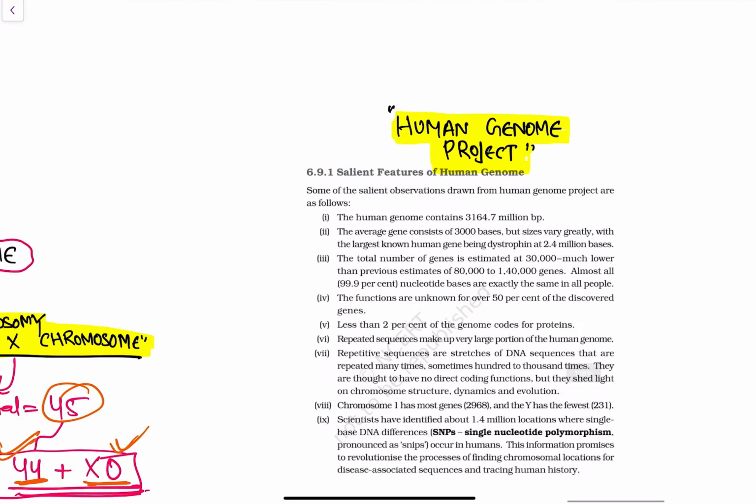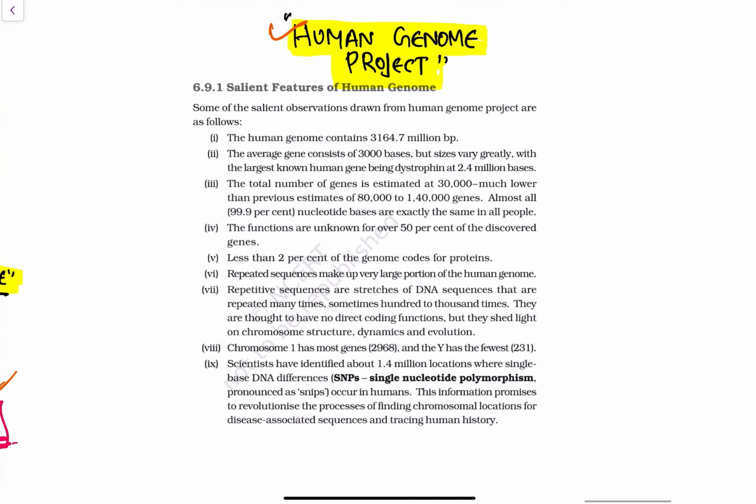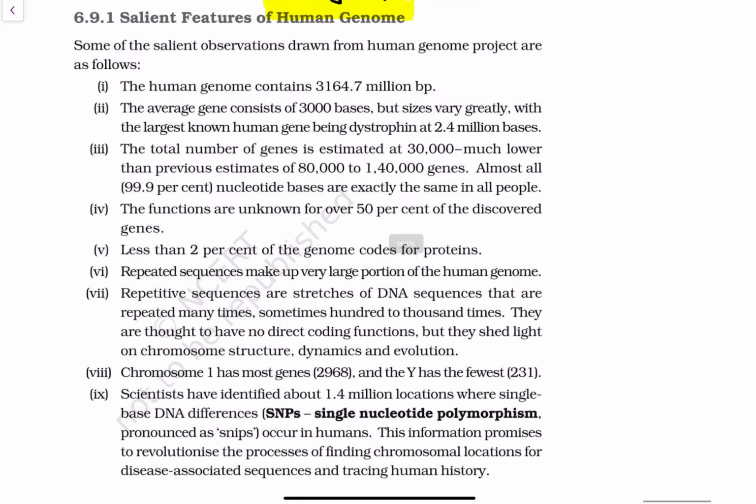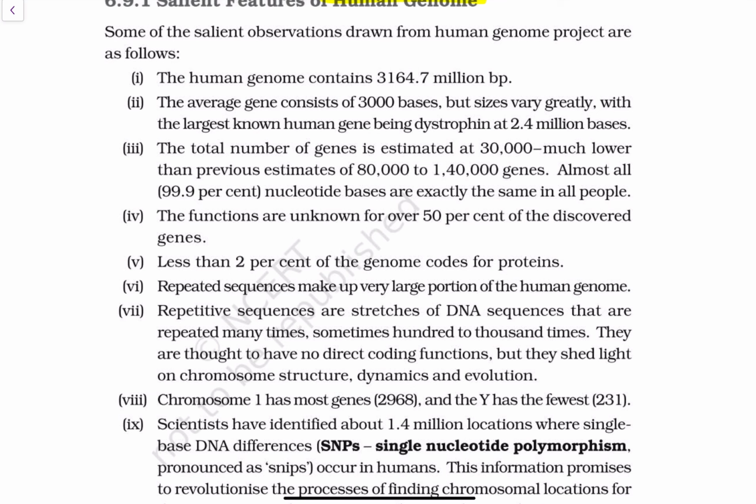Okay, now we'll study some of the important aspects of the Human Genome Project. Very important. So, salient features of the Human Genome Project. What information have we got from the Human Genome Project? The first is about the number of base pairs. We have found that there are 3164.7 million base pairs, which is approximately equal to 3 billion base pairs.